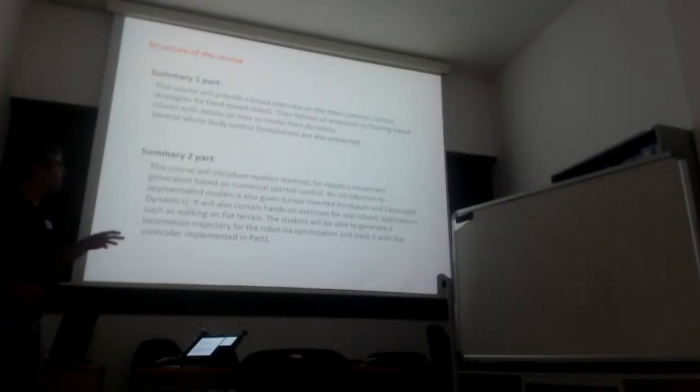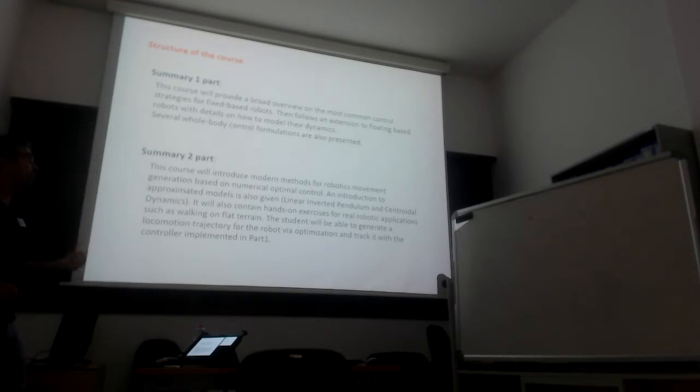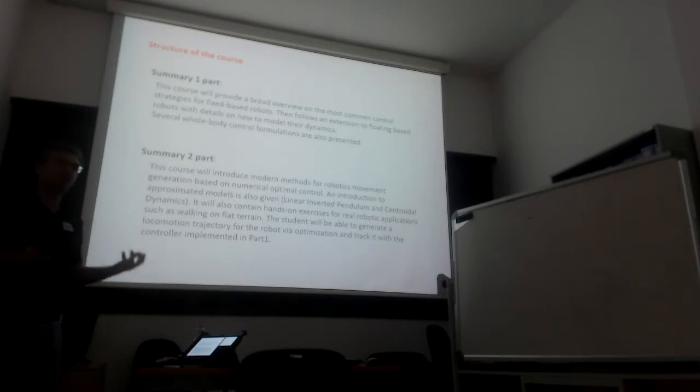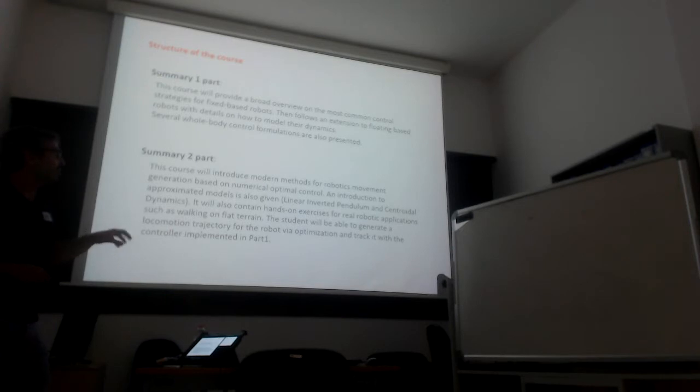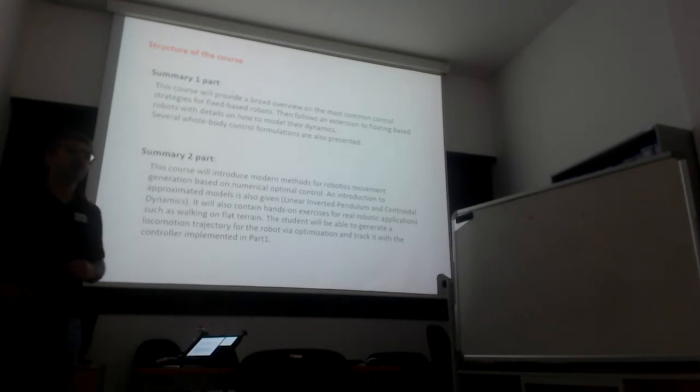As I said, in the second part of the course in autumn, I will talk mainly about modeling. For example, reduced models like the linear inverted pendulum and centroidal dynamics that researchers in the locomotion community use as models in optimization problems to define a trajectory optimization for locomotion.